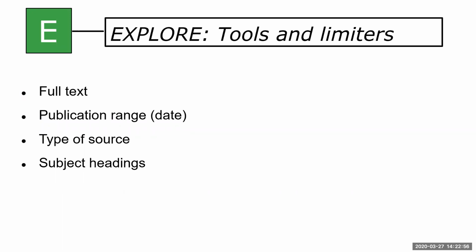As we get into the library resources, I want you to keep in mind these 4 ways of limiting results. The first is full text. This limits only to articles that we can read the entire thing right now. The second is to add a publication date range. You can also limit by source type. And the last is to add a subject heading. A subject heading is a tag that describes what the articles are about.